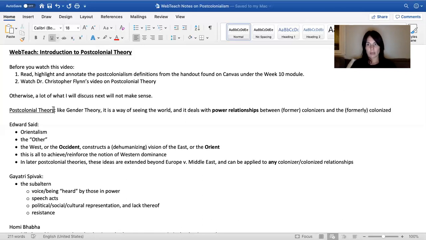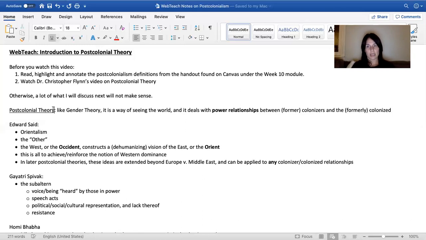Really, the reason why this is all done, according to Said, is to achieve or reinforce a notion of Western dominance. The West is somehow superior or better or stronger or more powerful or more righteous or more correct than these other cultures. And so Said is looking at these specific cultures. Again, he's talking about Europe versus Asia, the Middle East, and Northern Africa. But this can really be applied to any colonizer and colonized relationship when we look at post-colonial theory in the 21st century.